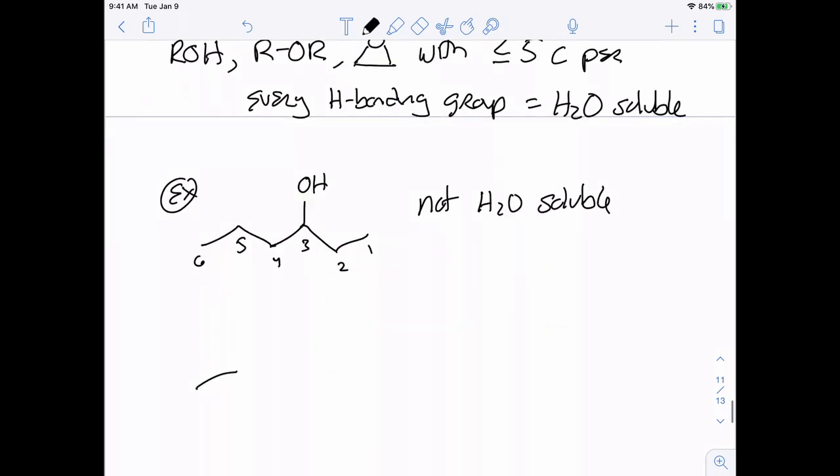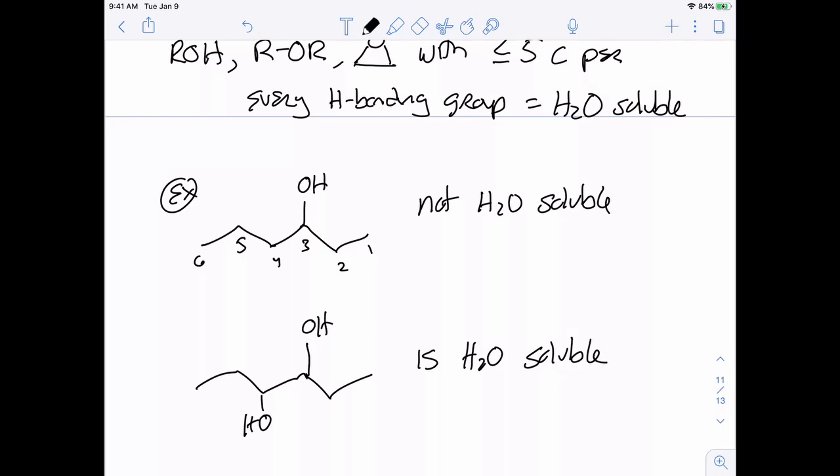However, if I was to go and add another OH group onto it, right? Now I have 2 for every 6, so that 5 to 1 ratio, it's below that, sorry, is water soluble.